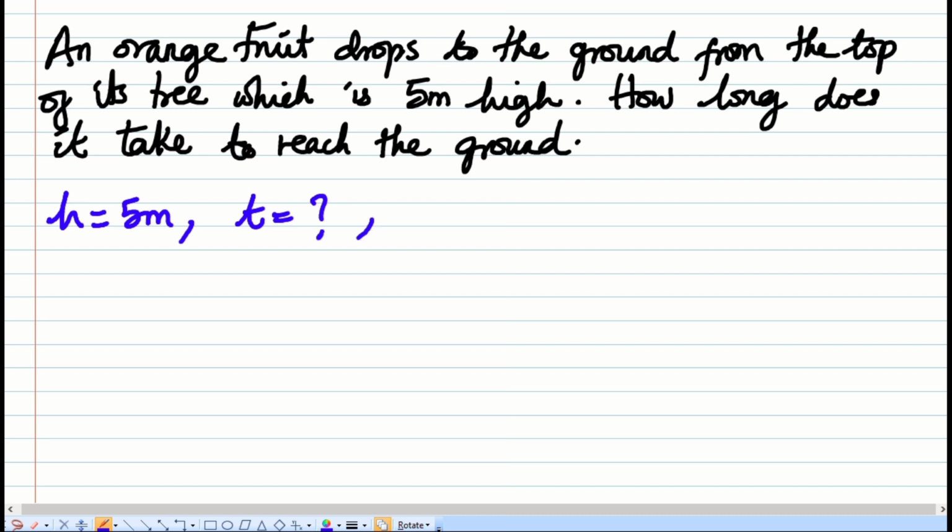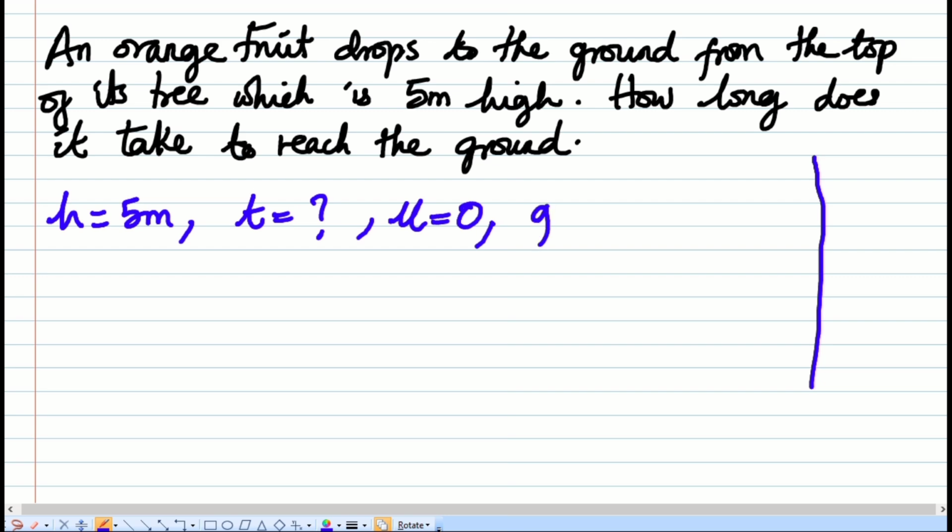Well, one thing you must observe is that when the orange fruit is still on the tree, it's not moving yet, right? So the initial velocity will be 0, since it was at rest until the time it dropped. So initial velocity is 0. And anytime you have a question that has to do with height, because this tree is a level above the ground, we're going to be dealing with the vertical component of motion.